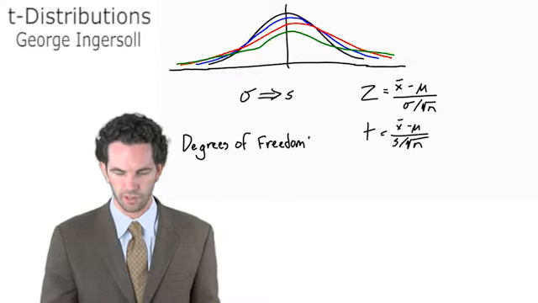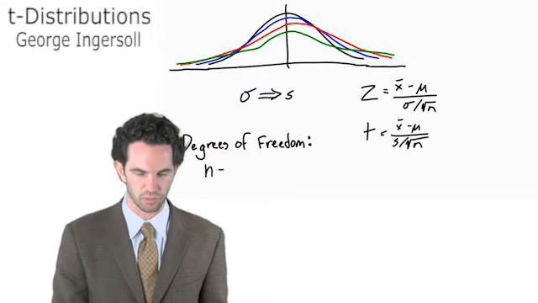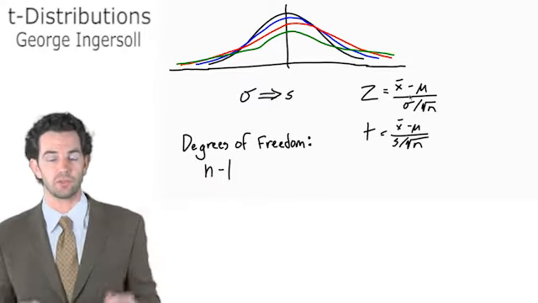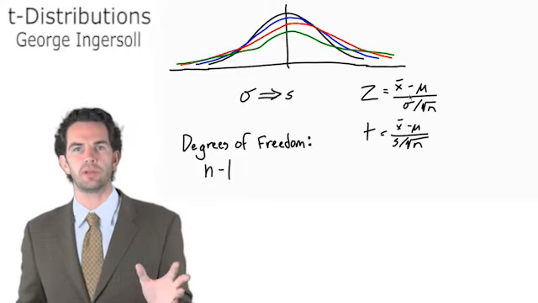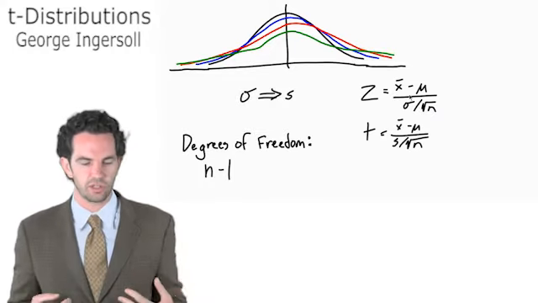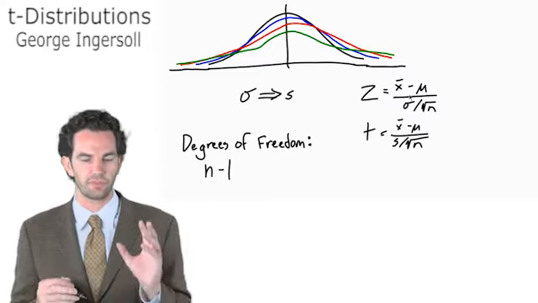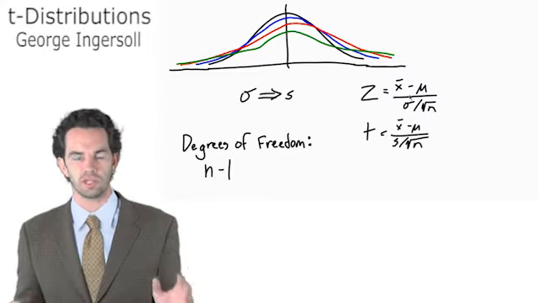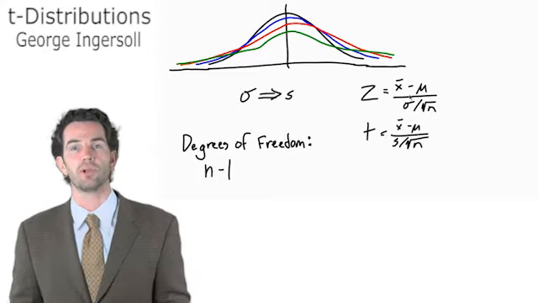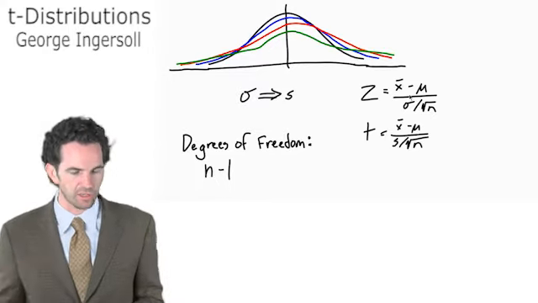Degrees of freedom are just defined as n minus 1. Your sample size minus 1. And the degrees of freedom that you're dealing with allow you to determine the t distribution that you're using, how conservative or not to be with your estimates. So let's take a look at the t-table.